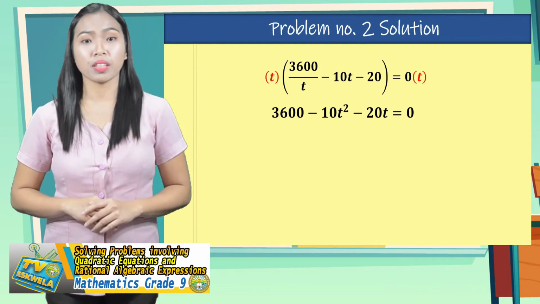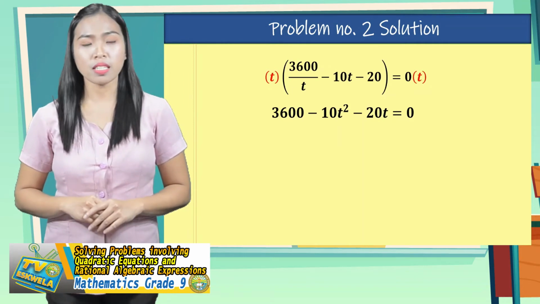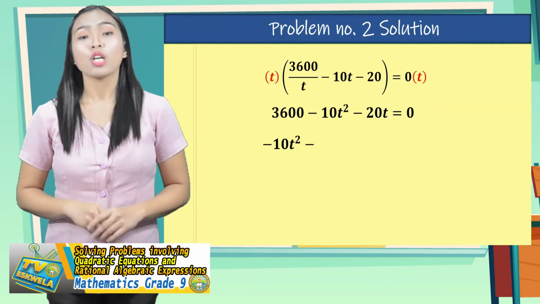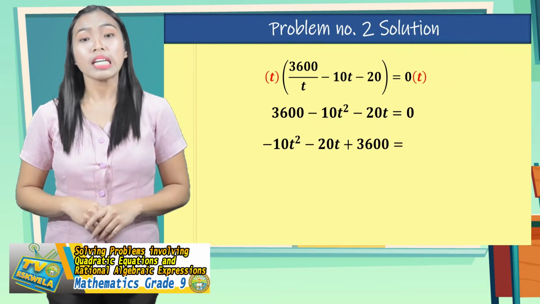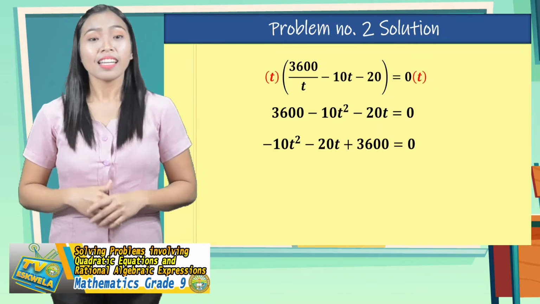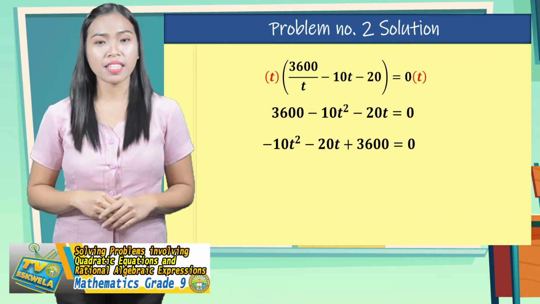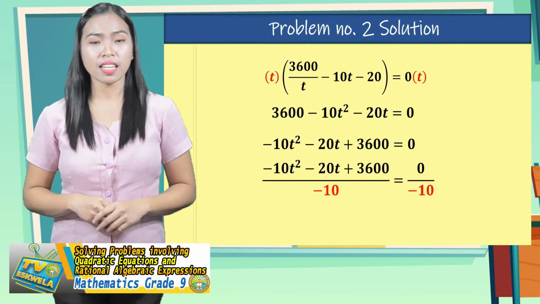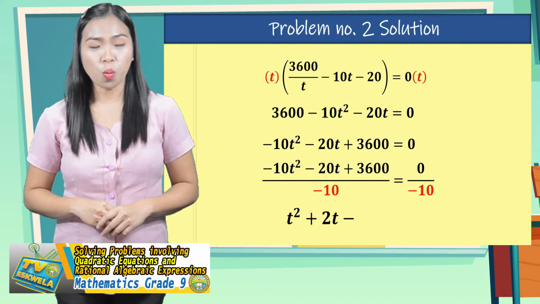By reordering the terms to write it in standard form, the result is negative 10t squared minus 20t plus 3,600 equals 0. Let us simplify the equation by dividing both sides by negative 10. The resulting equation is t squared plus 2t minus 360 equals 0.